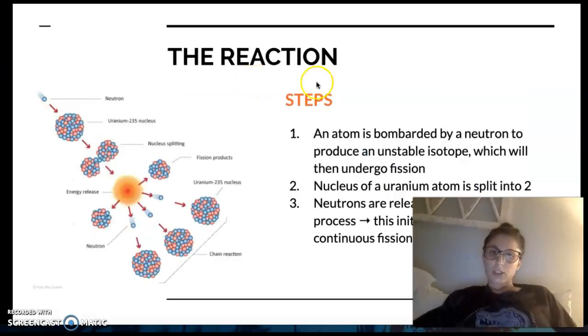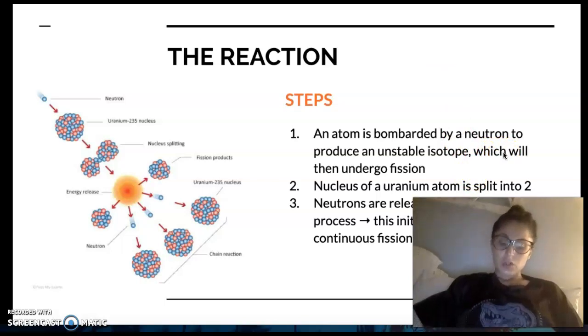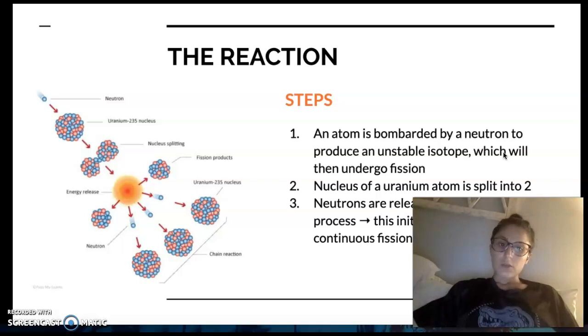So the reaction happens in these steps. First, the atom is bombarded by a neutron to produce an unstable isotope, and this isotope will then undergo fission. The atom that is bombarded is the U-235 uranium that was separated. For step 2, the nucleus of the uranium atom is split into 2, and this is the fission process. And in step number 3, the neutrons are released during the fission process, and this initiates the chain reaction of continuous fission.